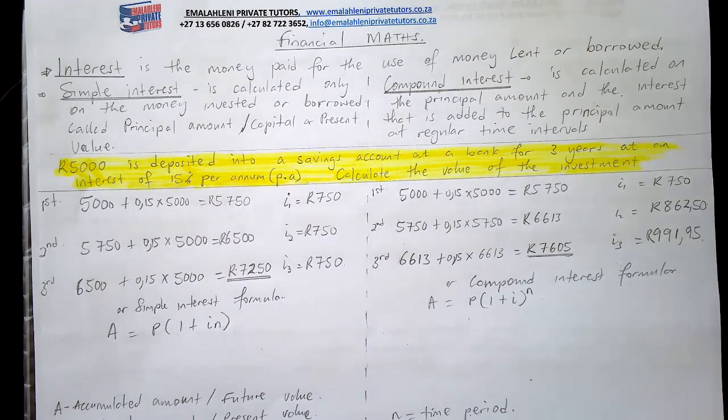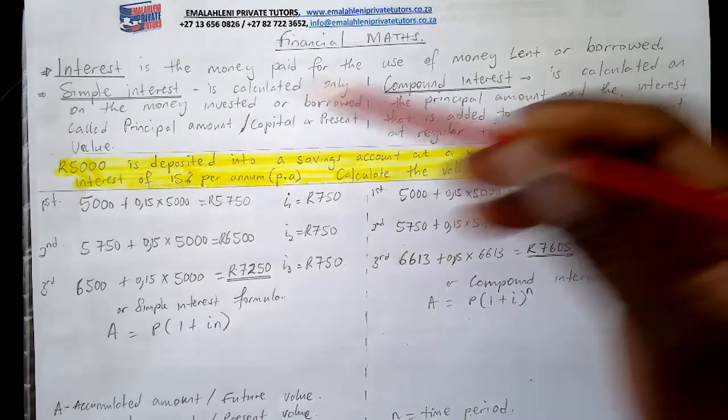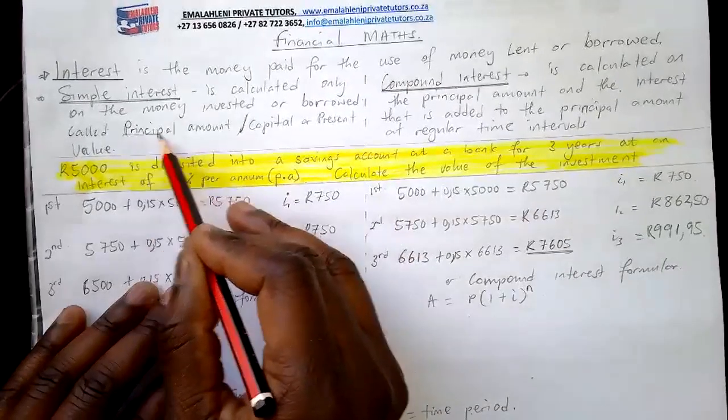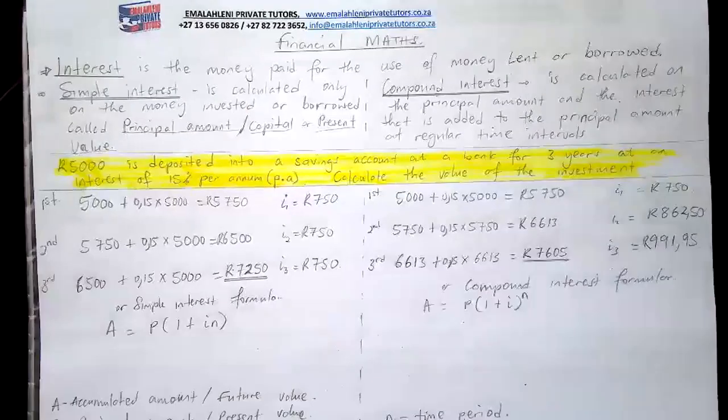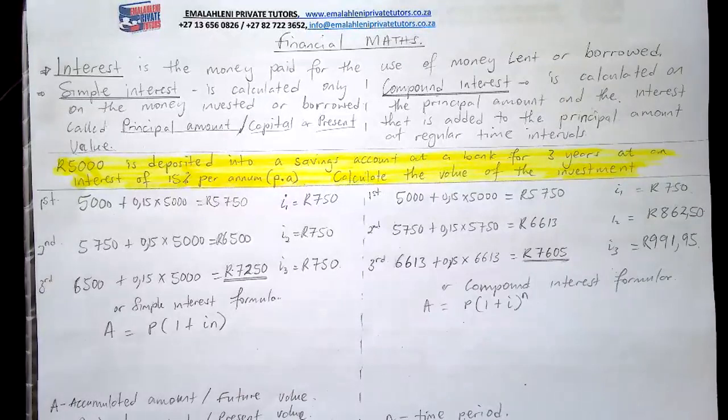Now, we have two different types of interest. Interest can be calculated as simple interest or as compound interest. Simple interest is calculated only on the money invested or borrowed, called the principal amount, capital, or present value. These all mean the same thing. The starting amount we refer to as the principal amount, capital, or present value, because that's the amount we have at that moment.